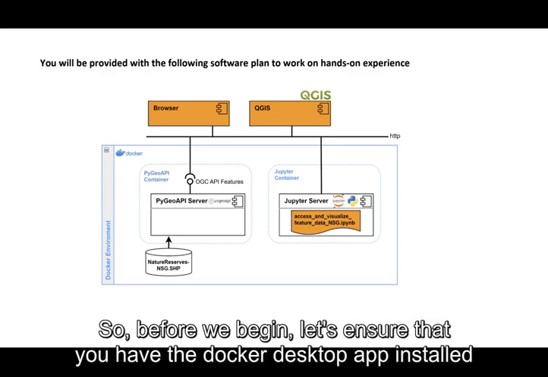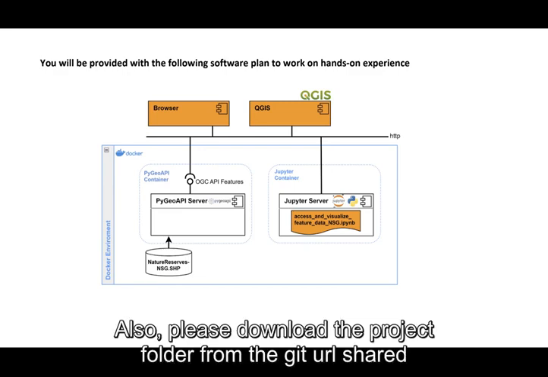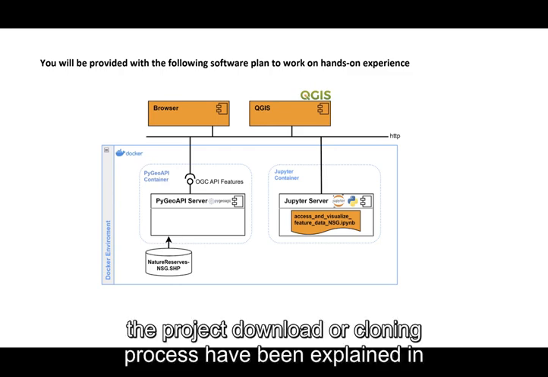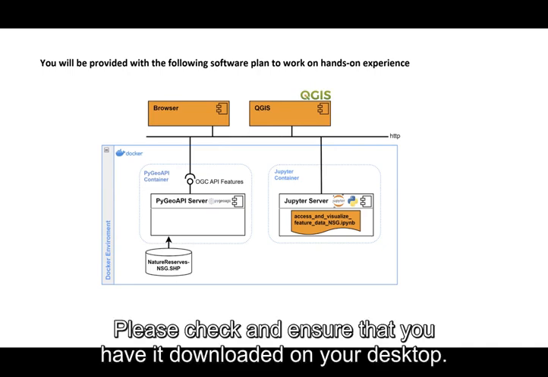So before we begin, let's ensure that you have the Docker desktop app installed on your PC and that it's up and running. Also, please download the project folder from the Git URL shared. The project download or cloning process has been explained in the documentation for this module. Please check and ensure that you have it downloaded on your desktop.